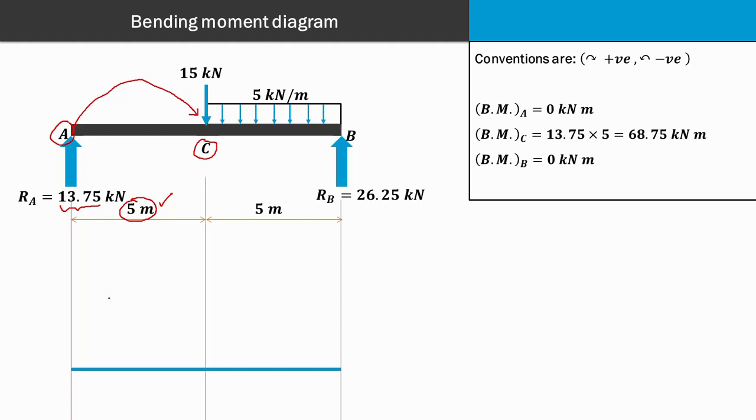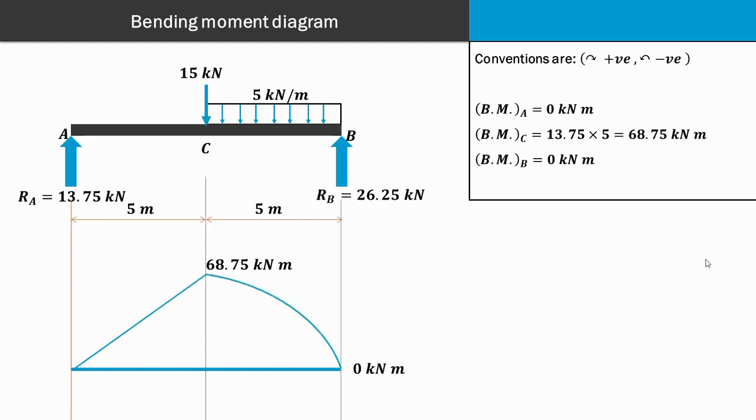Now using these values, we can easily draw the bending moment diagram. So it starts from 0, becomes maximum at point C, and again becomes 0. Now from C to B, there is a U.D.L, so we are having the parabolic distribution over here. So in this way, we can draw shear force and bending moment diagram in case of a simply supported beam carrying point load and uniformly distributed load.